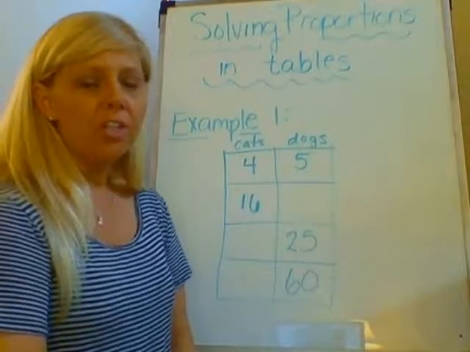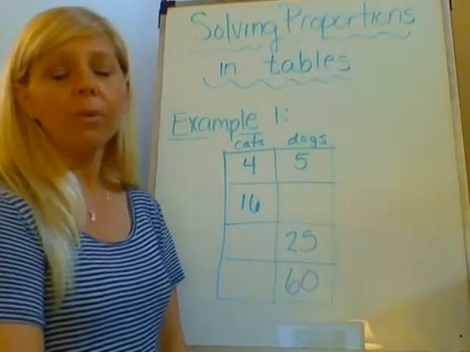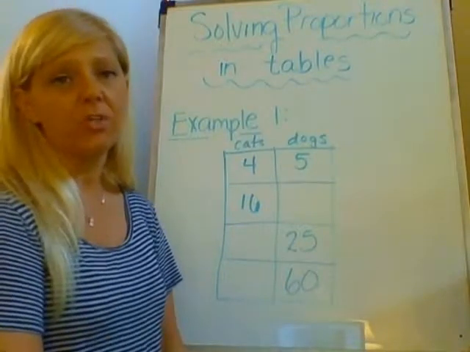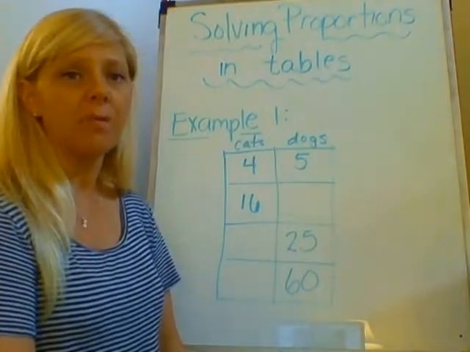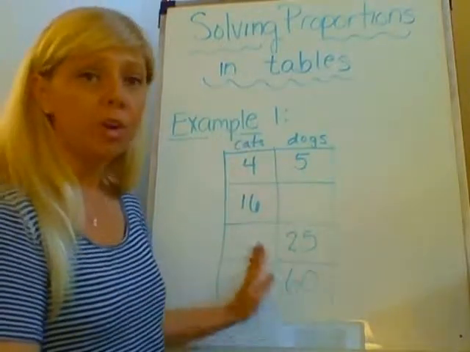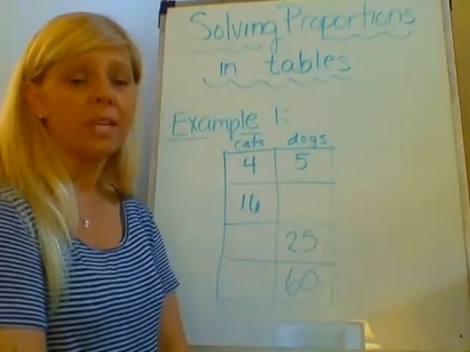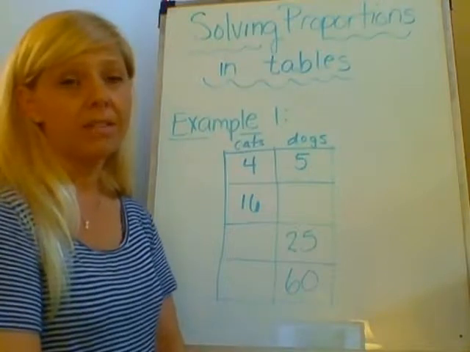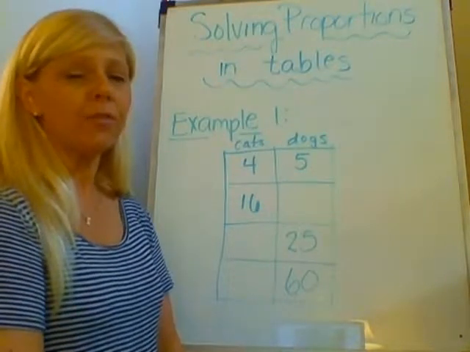We can also solve proportions in tables. So remember when we started talking about equivalent ratios and how it's like a big multiplication table? That's how we need to view solving proportions and ratios in tables like this. All right, so here's my first example.